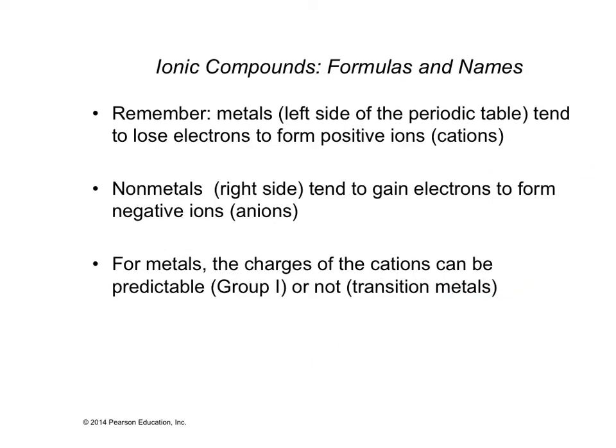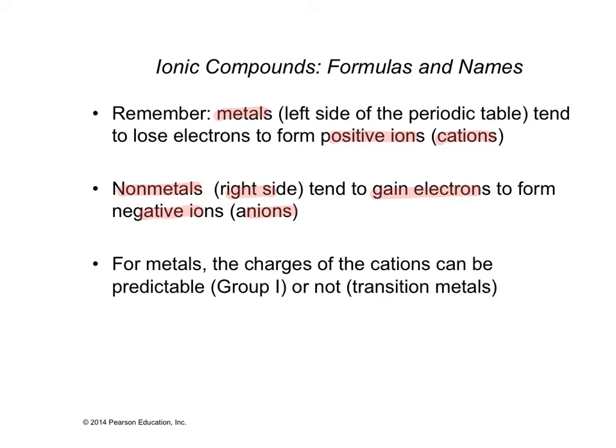Okay, so how are we going to know? So let's go back to ionic compounds. So given a compound, how do we know what the actual chemical formula is? Okay, so just as a reminder, metals like to lose electrons, right? Things on the left-hand side of the periodic table like to lose electrons and in the process form cations or positive charge ions, whereas nonmetals, things on the right-hand side, like to gain electrons and form anions or negatively charged ions, okay?